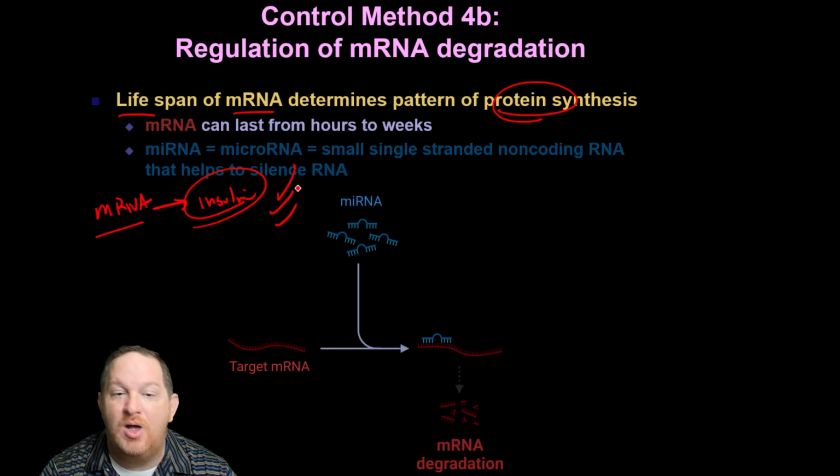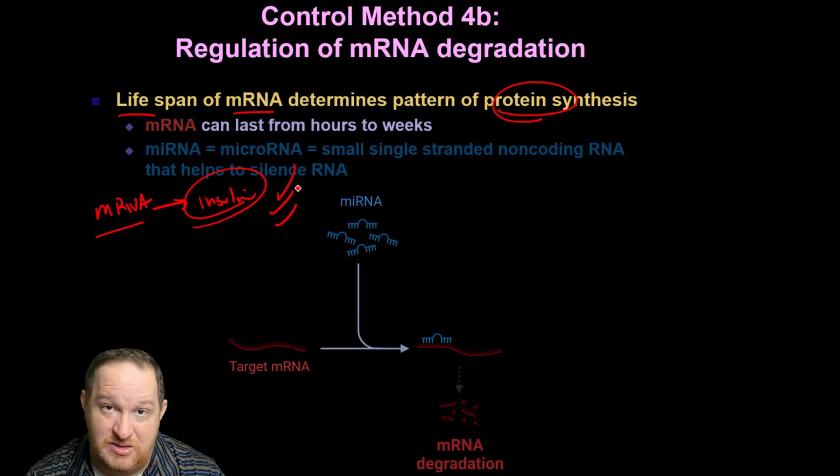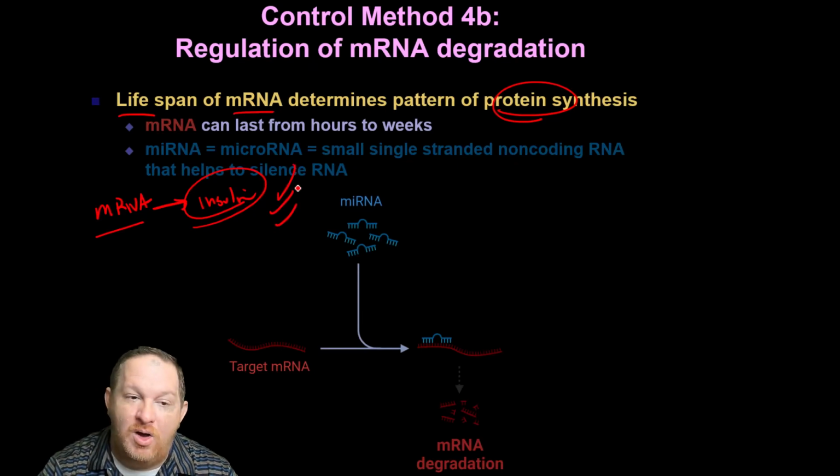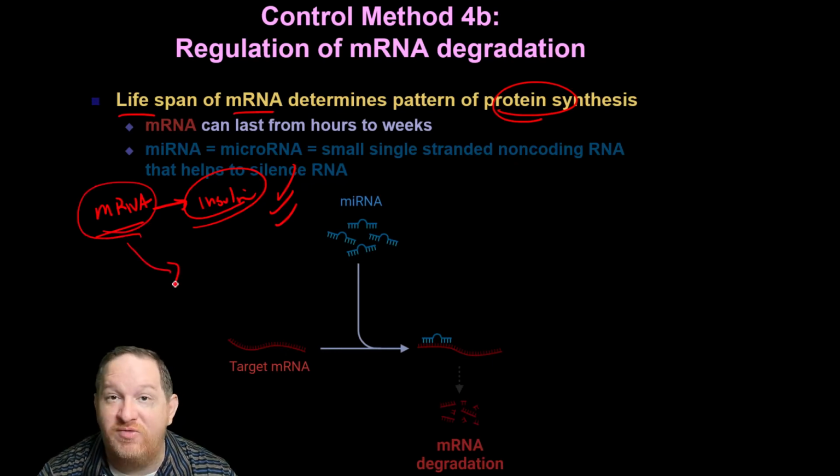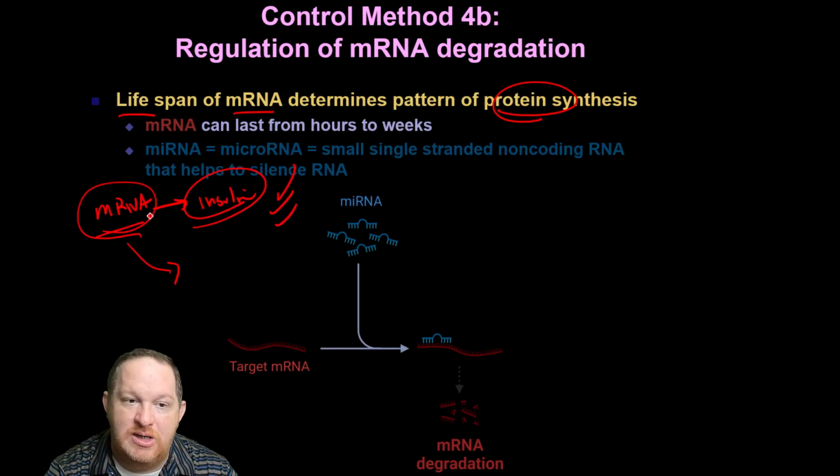Yay. Well, what if we don't need to make any more insulin? We've got enough. Well, that messenger RNA is still floating around, right? It can go over to the ribosome and continue to make insulin. So one way of dealing with that is to get rid of the messenger RNA. Because if we degrade the messenger RNA, we're no longer able to make insulin.